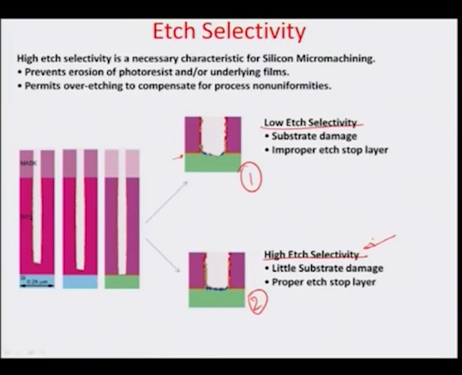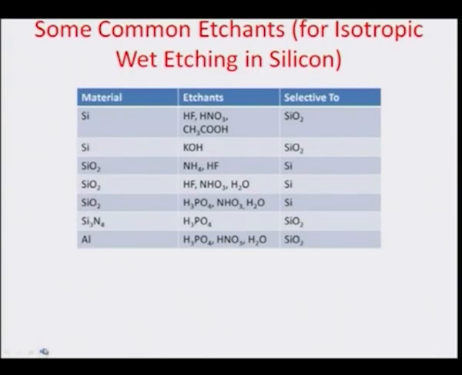So, let us now look at some of the common etchants for isotropic wet etching, and this we had actually mentioned before. You have the material to be etched, the etchants which are used, and what it is selective to, and this table has been well described before as well. Just for the records, these are very important for realizing some of the basic MEMS processes which would require this kind of wet etching action on top of silicon substrates.